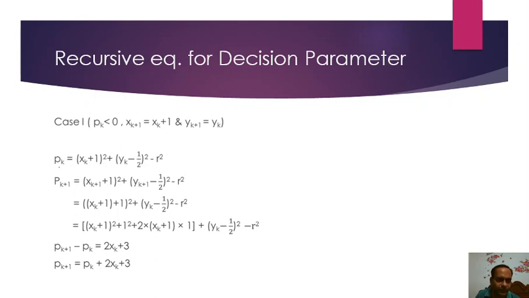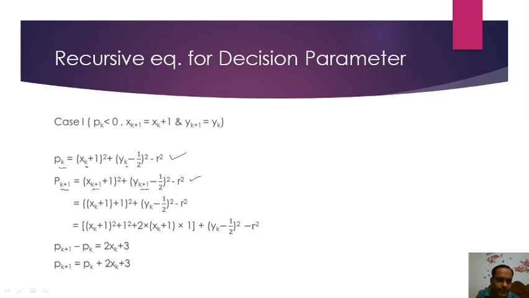becomes easy. For this I have the equation for the decision parameter as (xk + 1)² + (yk − 1/2)² − r². If I replace k with k + 1, I get this equation for pk+1, so k + 1 instead of k. Similarly, this xk will be replaced with xk+1, and this yk will again be replaced with yk+1. So I get this equation.